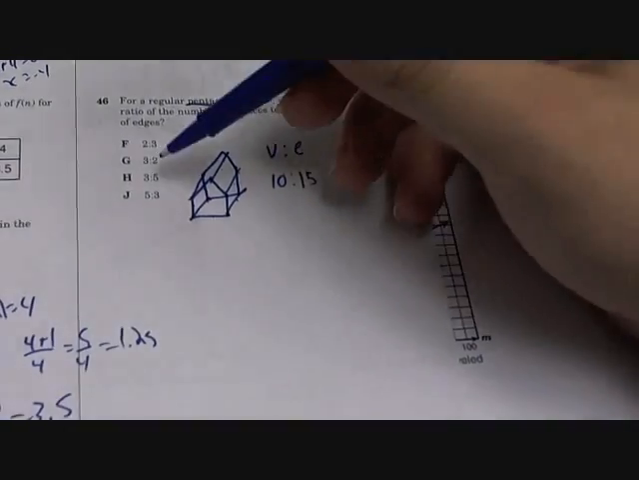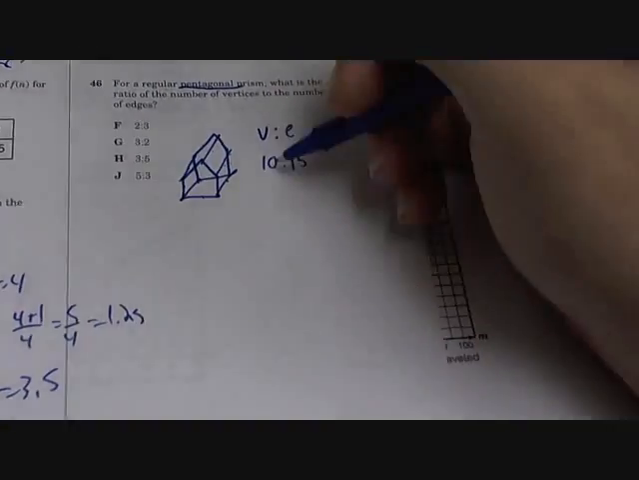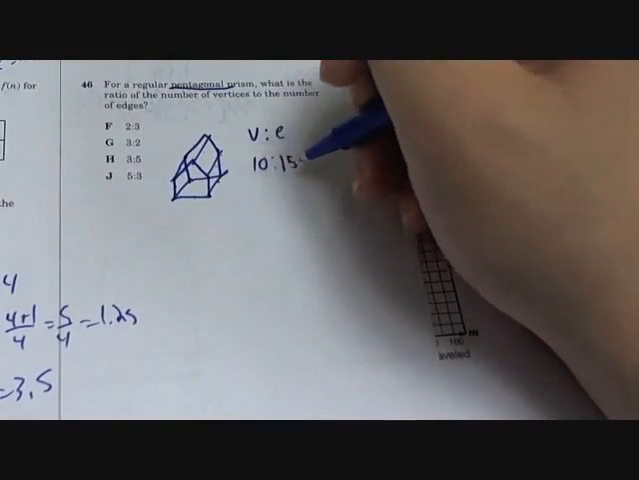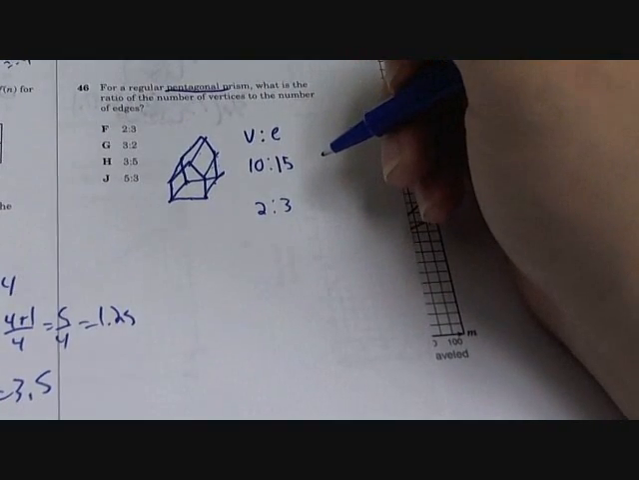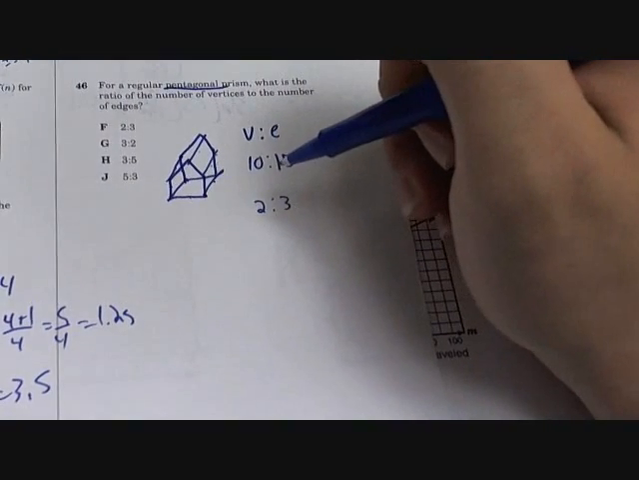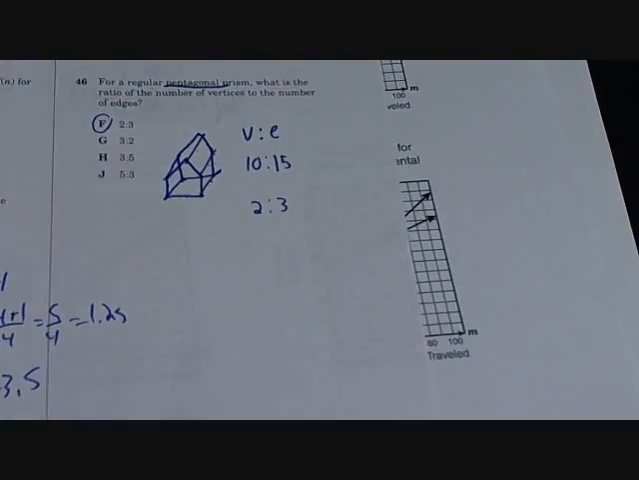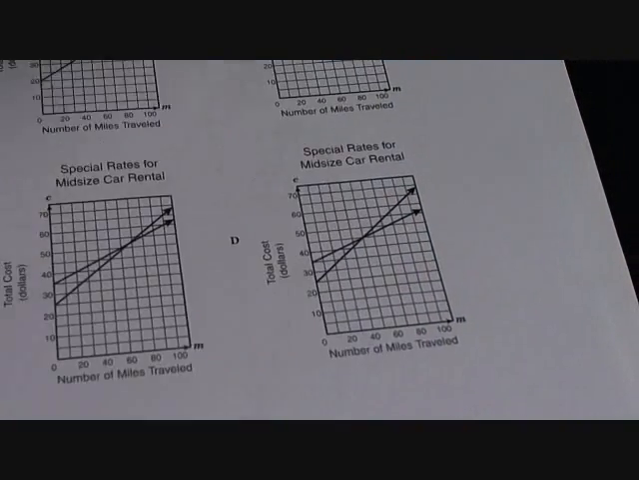10 and 15. That's not here, of course, because it's not reduced. So reduce 10 and 15. Divide by 5, so you're left with 2 and 3. So the answer is F, 2/3. A 2 to 3 ratio.